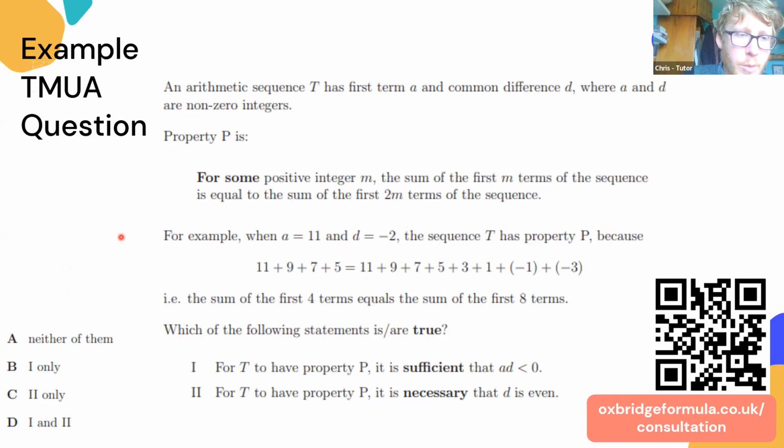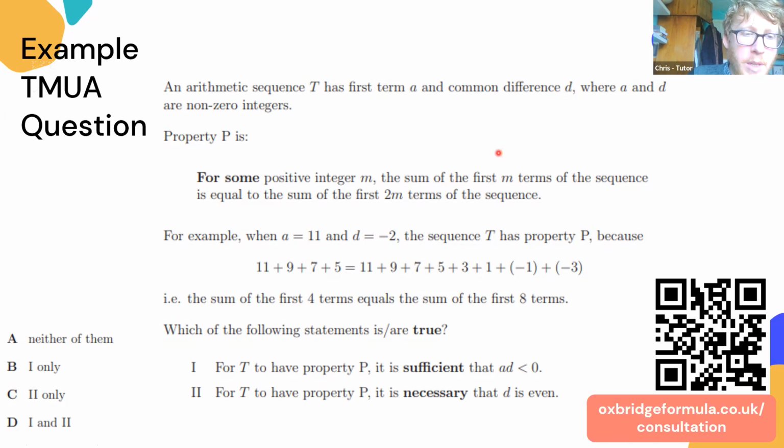So here's our example TMUA question. Pavel, would you like me to slow down? Yeah, can you just read it, but read it a little bit slower, Chris, because I think you're going fast. I know we're running out of time, but for the people who are here, they're keen to look at this. Okay, yeah. I'll read it and then we can start the timer.